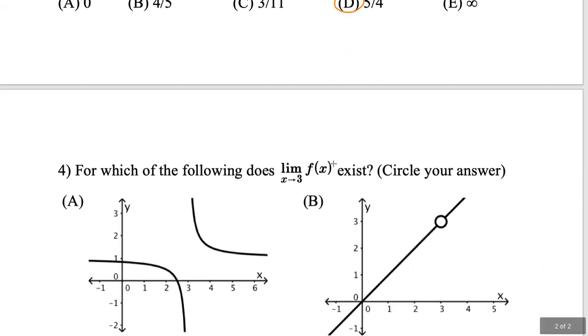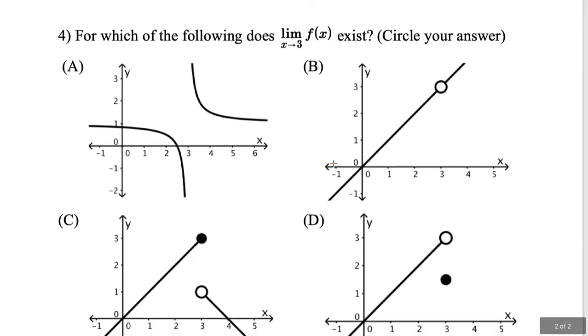Moving on to number 4. For which of the following does the limit as x goes to 3 from both sides of f of x exist? Circle our answer. So both sides to 3. Well, if I look at A, if I go from the left, I go to negative infinity. If I go from the right, it goes to positive infinity. That one does not exist.